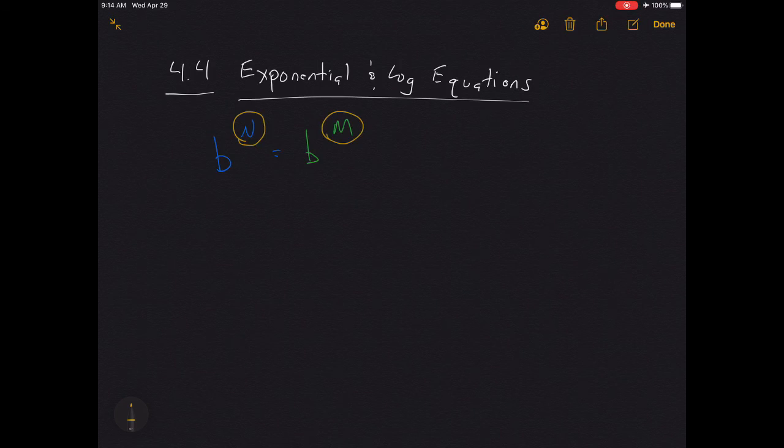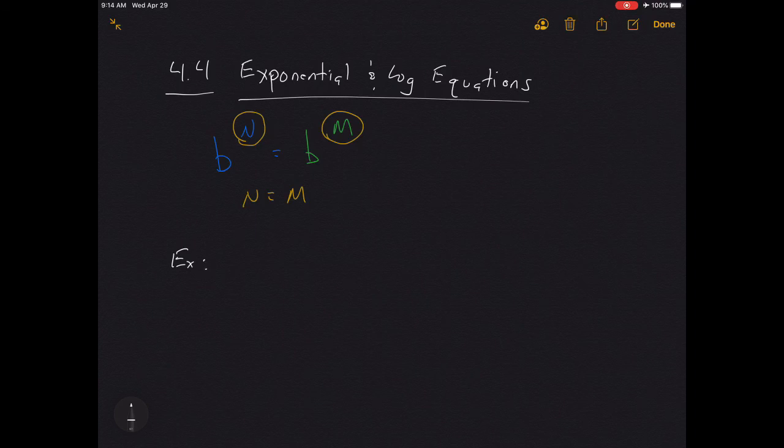So in this case, since the two bases are equal, I have two exponential equations set equal to each other. N has to equal m. And if that's the case, we're going to be able to solve a couple of basic equations. So let's go ahead and take a look at a couple examples of what I mean by this.